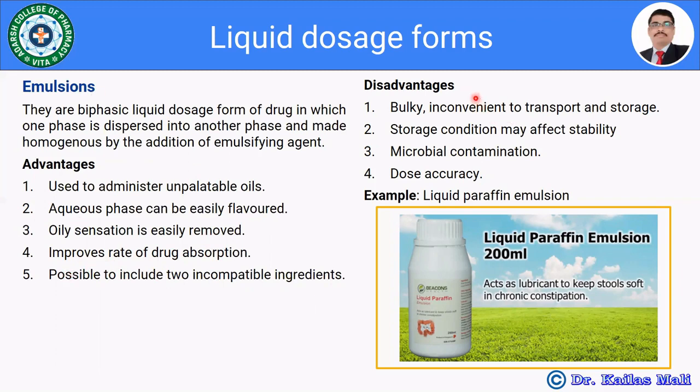Let us see the disadvantages. Emulsions are bulky, inconvenient to transport and store. Storage conditions may affect the stability of the emulsion. There may be chances of microbial contamination of the product and dose accuracy issues. For example, liquid paraffin emulsion.